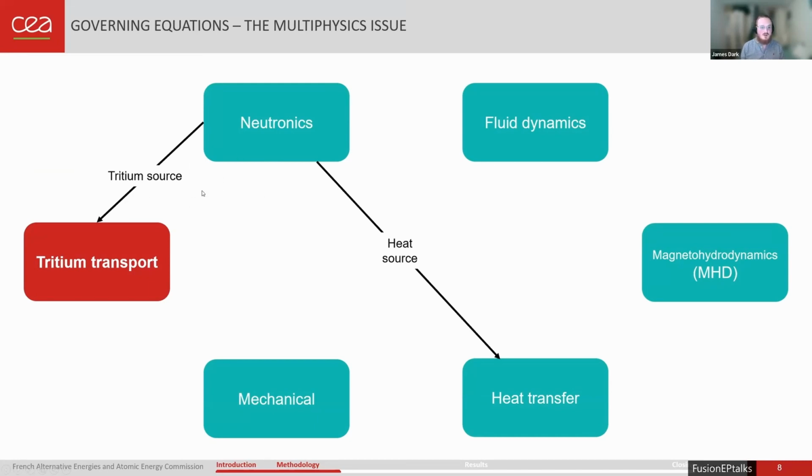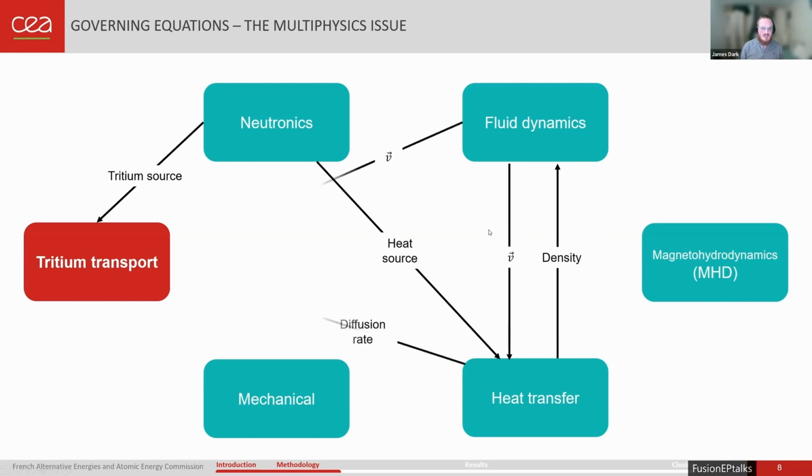and WCLLs in particular, because the neutronics is going to determine our source term for tritium, and it's also going to determine our source term for heat, as the neutrons are coming in and interacting. And obviously our heat transfer and fluid dynamics are very tightly intertwined, with heat transfer affecting densities and advection moving heat around. But then both our fluid dynamics and our heat transfer directly affect our tritium transport, as our diffusion terms and everything are completely dependent on temperature, and our fluid dynamics is going to determine the tritium that's being advected away as the liquid breeder is carried around the circuit.